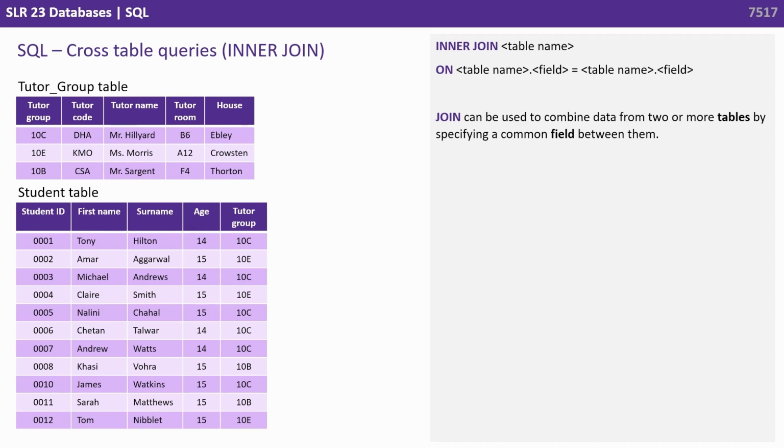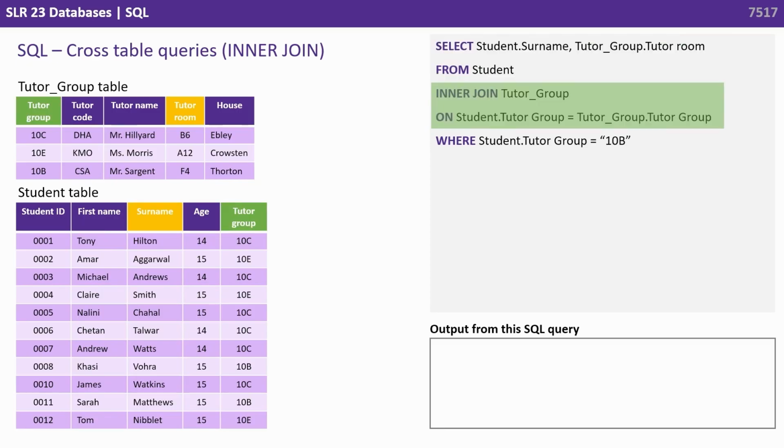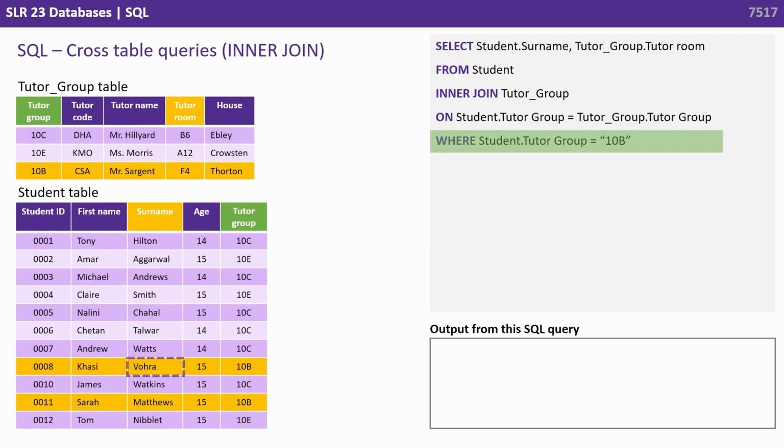Join can be used to combine data from two or more tables by specifying the common field between them. So here we have select student.surname and tutorgroup.tutorroom from the student table. We're going to inner join on tutorgroup on the student.tutorgroup field and the related tutorgroup.tutorgroup field, because they're the common link. And then we provide our standard where student.tutorgroup equals 10b. And again, you can see the output of that below.